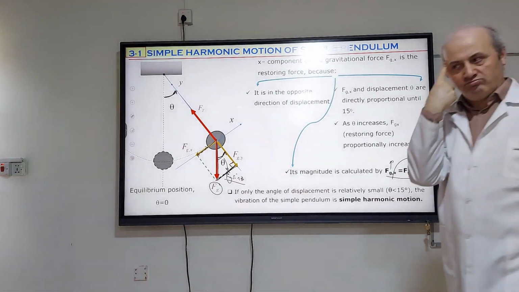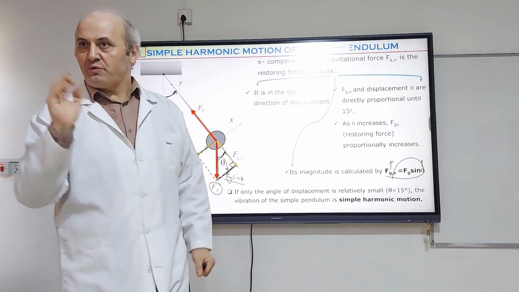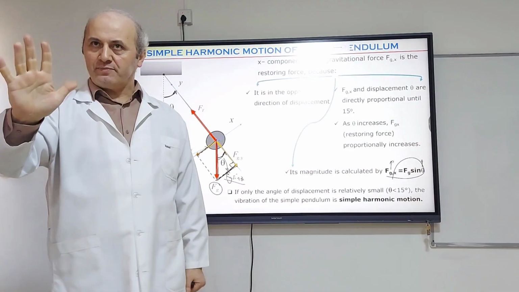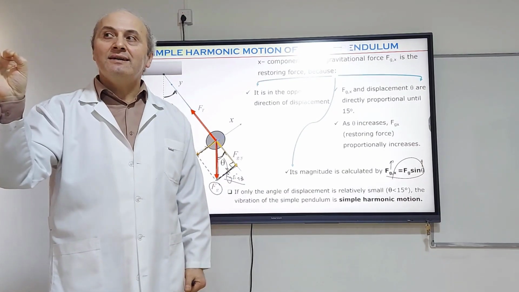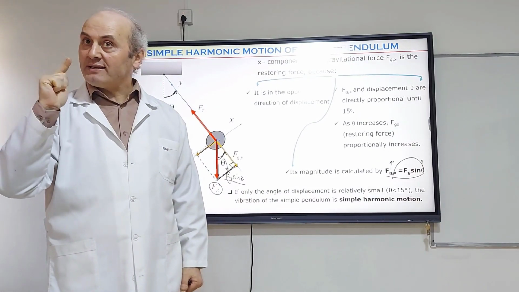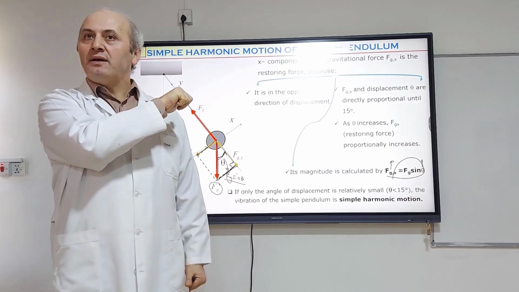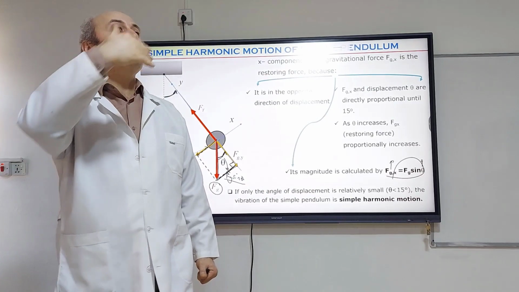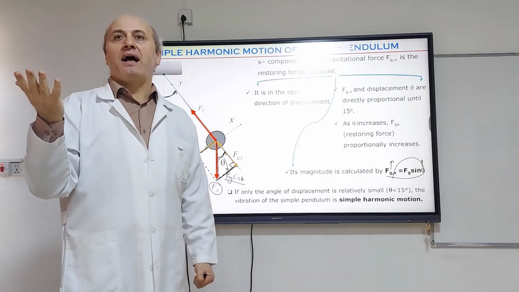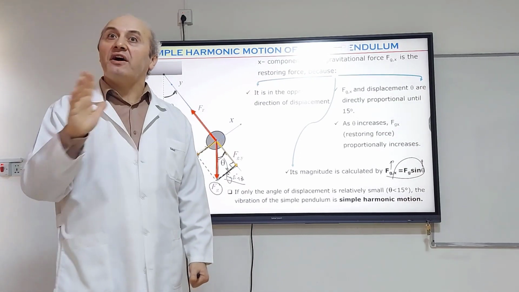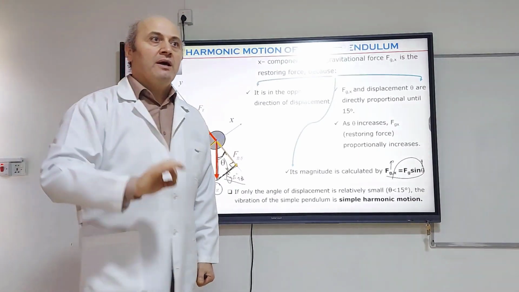Then I can say that this Fg sine theta is in the opposite direction of displacement, correct, and directly proportional to theta until 15 degrees. So I can say that until 15 degrees, this vibration is simple harmonic. But at an angle greater than 15 degrees, we don't count it as simple harmonic because theta and Fgx are not directly proportional. Let me repeat shortly.